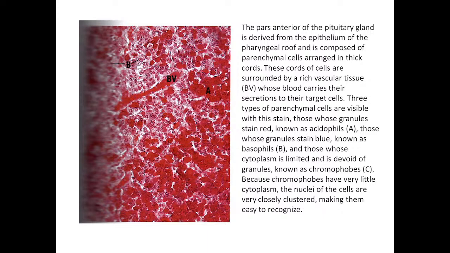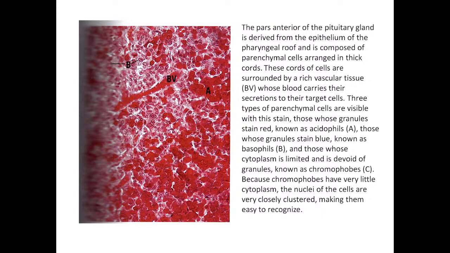The pars anterior of the pituitary gland is derived from the epithelium of the pharyngeal roof and is composed of parenchymal cells arranged in thick cords. These cords of cells are surrounded by rich vascular tissue, BV, whose blood carries their secretion to their target cells.